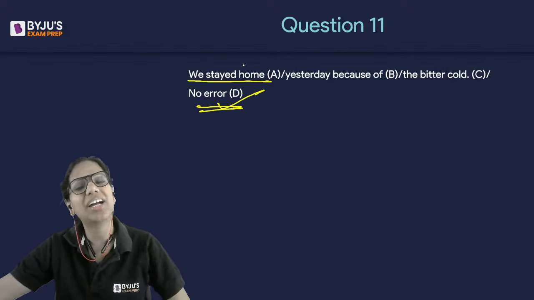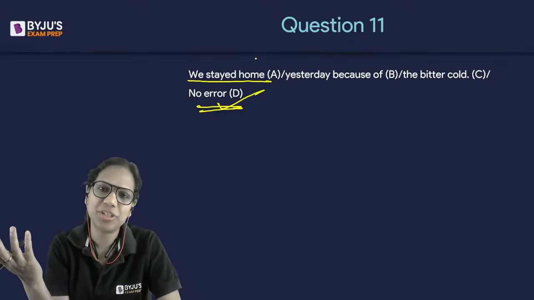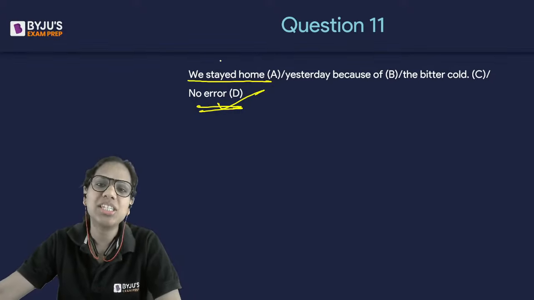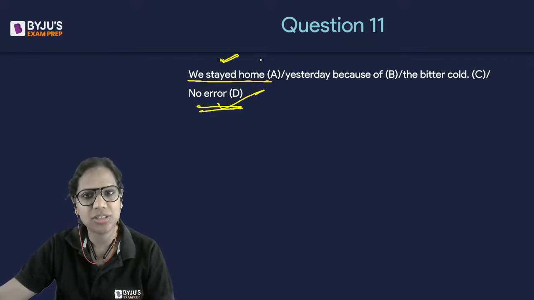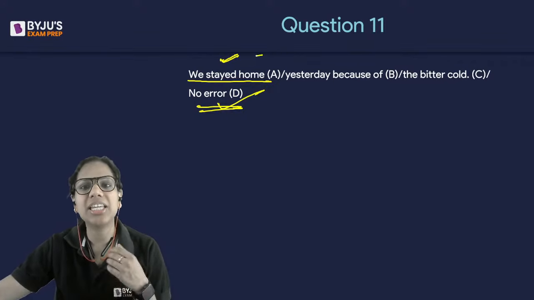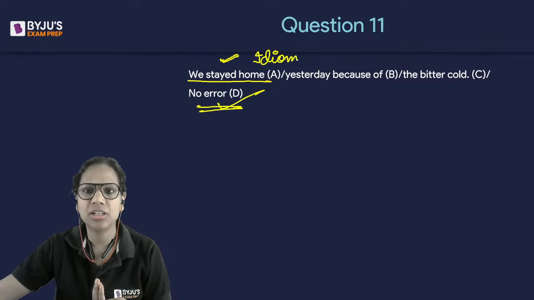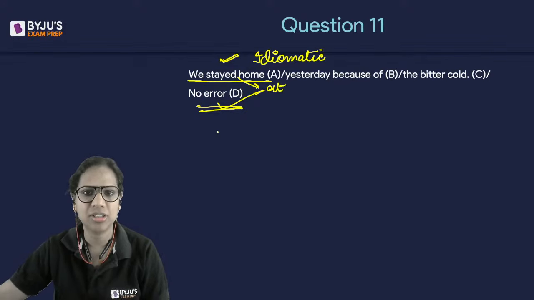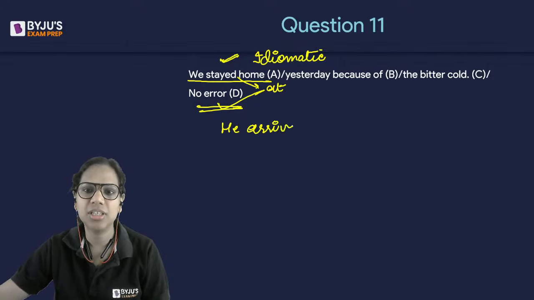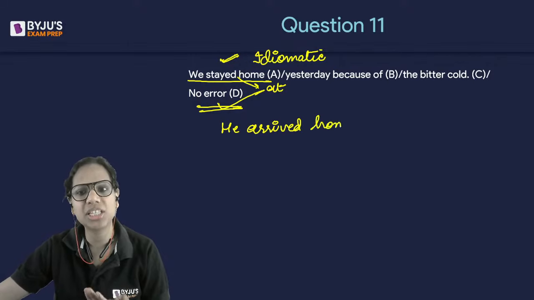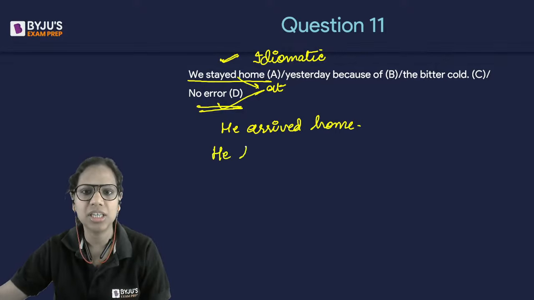We stayed home. Again, this was the trap in this question, right? We stayed home is a correct expression. It is an idiomatic expression. It means we stayed at home. The at is implied here. For instance, he arrived home. He's reached home. We say this, no? He has reached home.